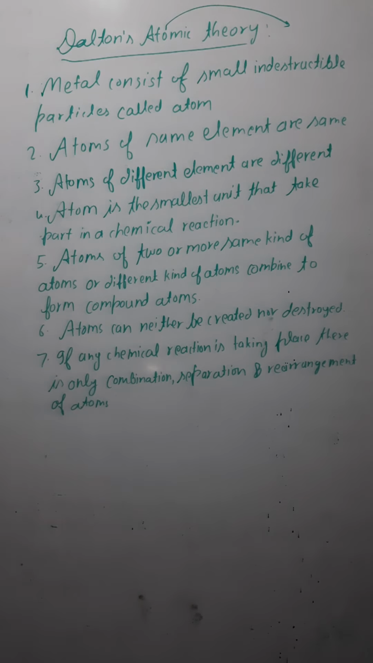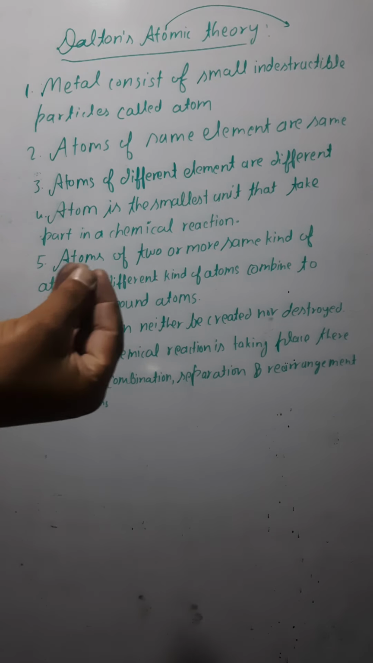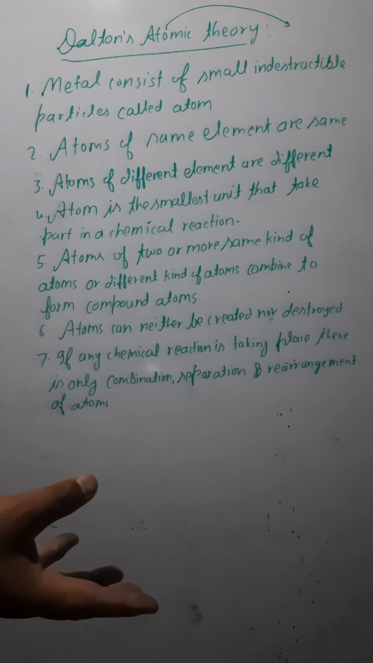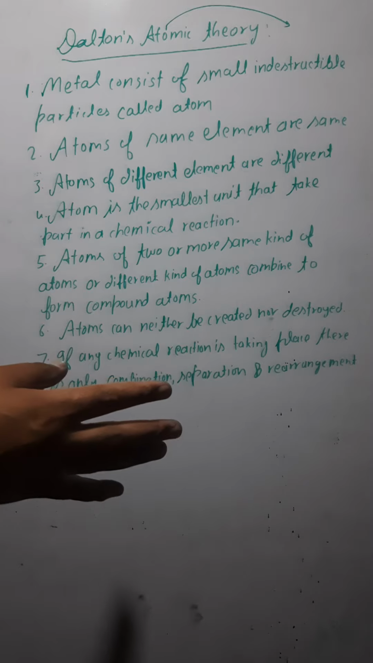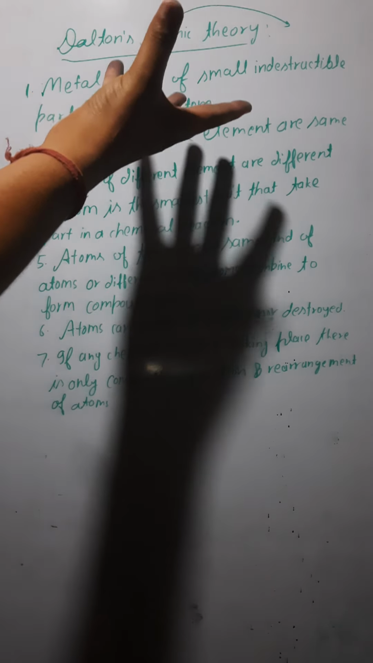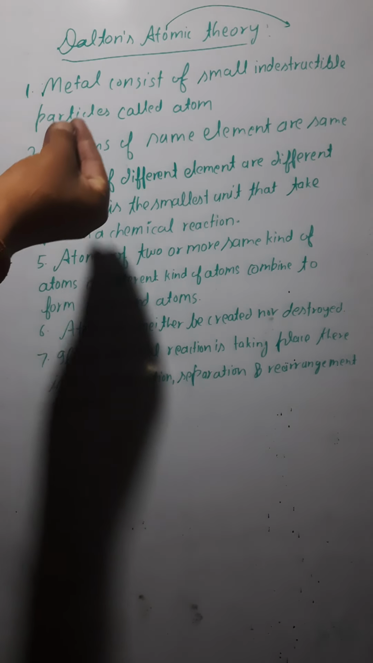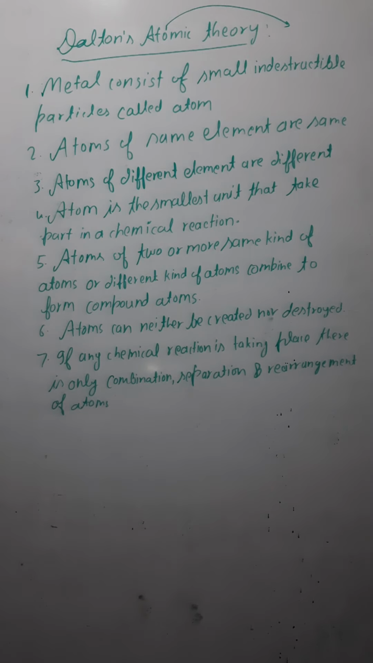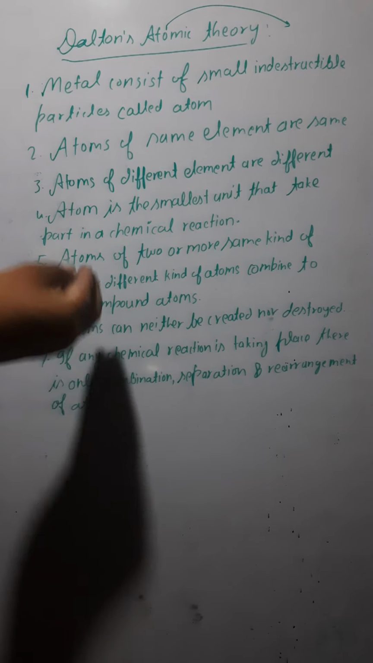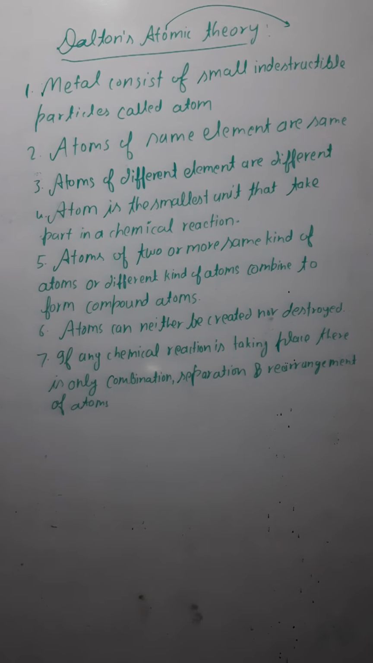The second postulate is that atoms of the same element are the same. If you have a small piece of gold and a big piece of gold, both would have the same kind of atoms, that is why both are alike, isn't it? Whether you take a small gold piece or a big one, both are alike because they have the same kind of atoms. The third postulate is that atoms of different elements are different. Yes, iron would be different from gold, because the atoms of iron are different from those of gold.